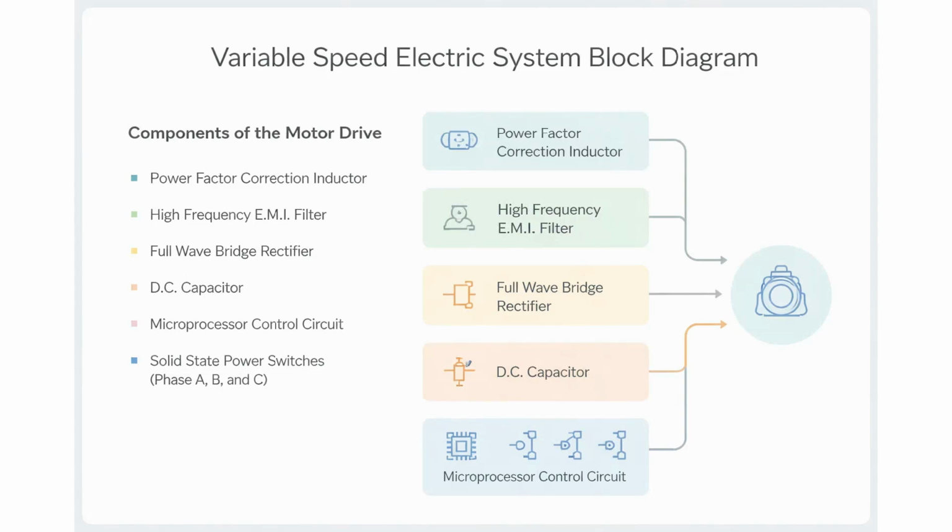Let's look inside the motor drive. The drive utilizes high-current, high-voltage power switching electronics. Incoming AC power first passes through a power factor correction inductor and a high-frequency EMI filter to clean the signal. It is then converted to DC by a full-wave bridge rectifier and smoothed by a DC capacitor. The brain of the operation is the microprocessor control circuit, which dictates the action of the solid-state power switches for phases A, B, and C, effectively managing the power sent to the motor stator.